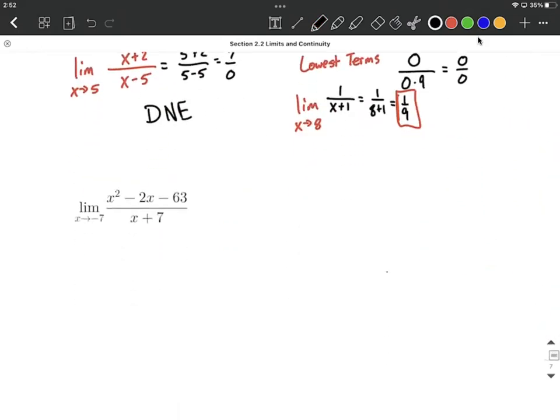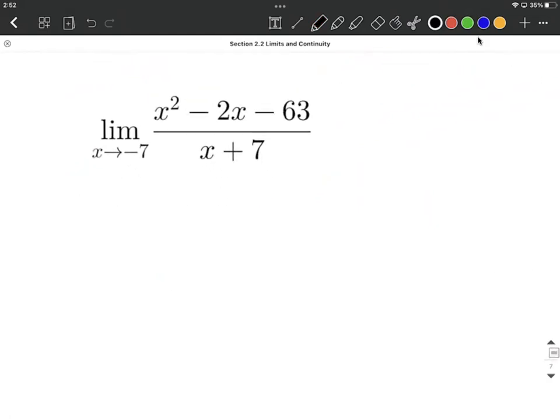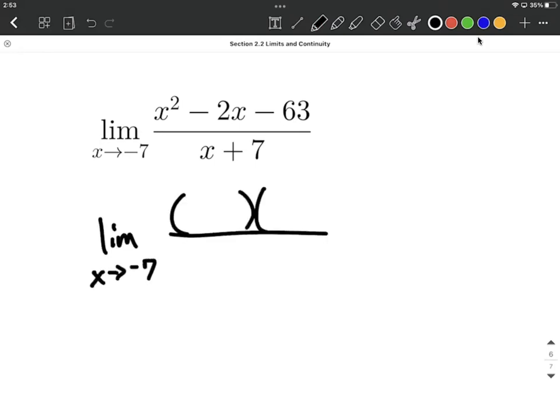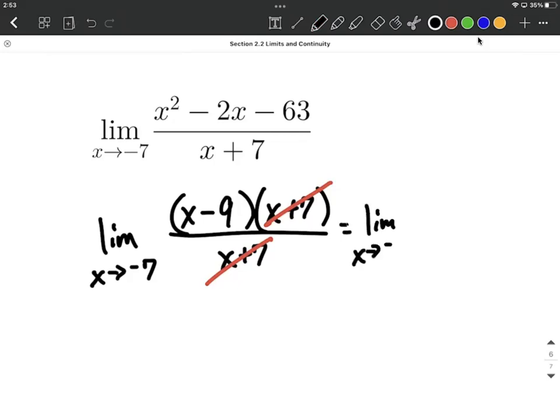All right, so in general, what you want to do is start out and think, if I simply replace x with negative 7, in this next case, we are going to get a 0 in the denominator. So maybe we just jump right into thinking, can I factor the numerator? So in this case, let's look at the limit as x approaches negative 7. The numerator, I believe, will factor as x plus 7 times, let's think, x minus 9. From here, we can eliminate this common factor, put it in lowest terms. So this will be the same thing as the limit as x approaches negative 7 of x minus 9.